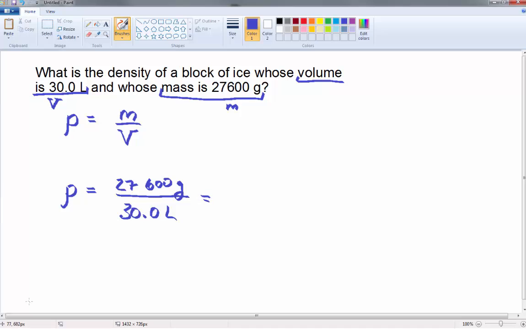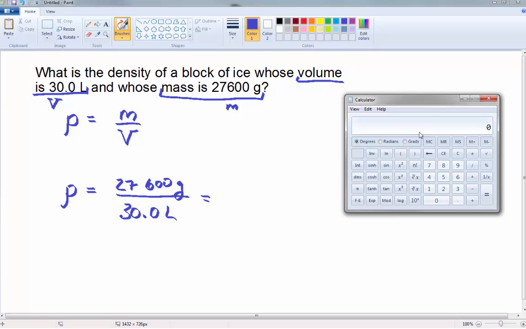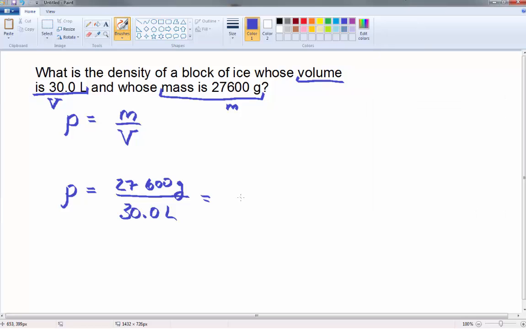So what we do is grab a calculator, and I will typically use the calculator on my computer just so you can see me doing the calculation. So 27,600, and then we're going to divide that by 30.0, and what it gives us is 920. So we write our answer here as 920 grams per liter.